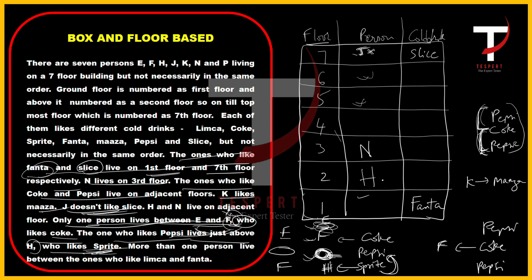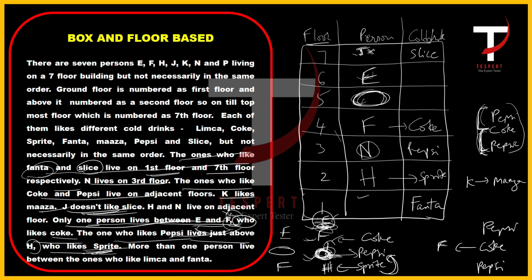So here Sprite comes, because H likes Sprite, right? So this guy will be N, and N likes Pepsi. And above N will be F, the same arrangement. So F likes Coke. And above F, there is one vacant place. Vacant in the sense, as of now, we do not know who this guy is. So let us leave this as of now. And above this guy, E lives, because between E and F, there will be one guy. So E comes here, just above this one.